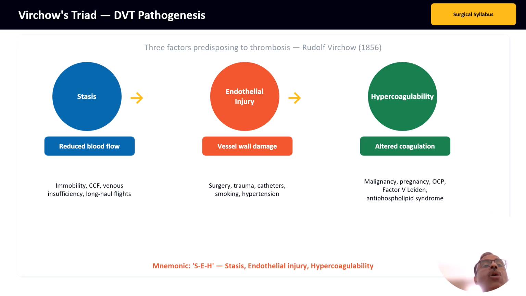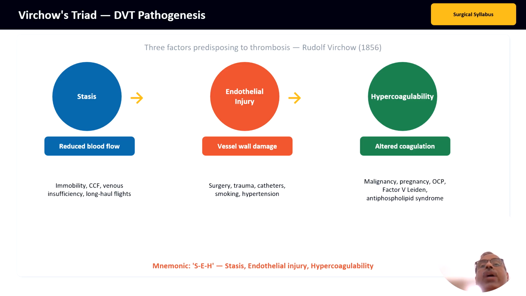So stasis or reduced blood flow can occur because of immobility, congestive cardiac failure, venous insufficiency, even in long haul flights of more than 4 to 5 hours. Similarly, we have the second component of Virchow's triad, which is endothelial injury, basically vessel wall damage, which can occur because of any trauma, catheters, surgery, even smoking and hypertension can lead to endothelial injury and basically increased predisposition to deep vein thrombosis.